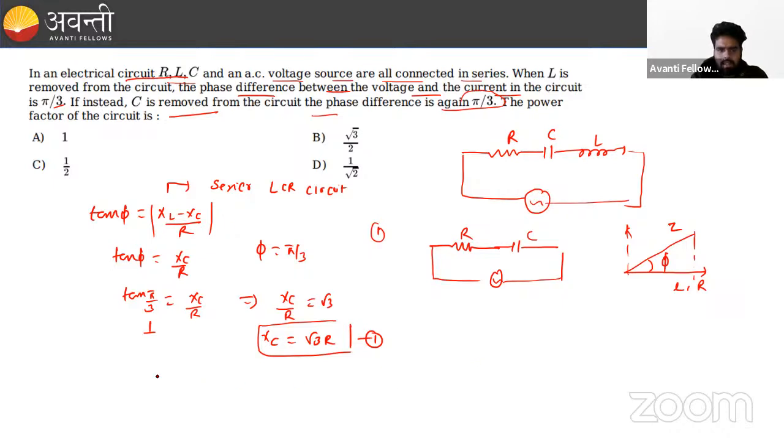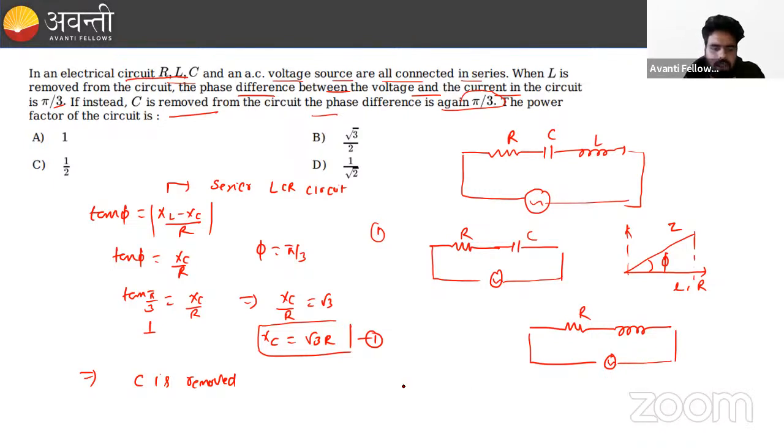Using this equation again, in this case it is given that C is removed, so the circuit will become an RL circuit. Only two elements are present here. So what is the new phase difference? Tan phi, again we apply the formula XL minus XC upon R. Since C is removed, this becomes XL upon R, and the phase angle is again pi by 3.